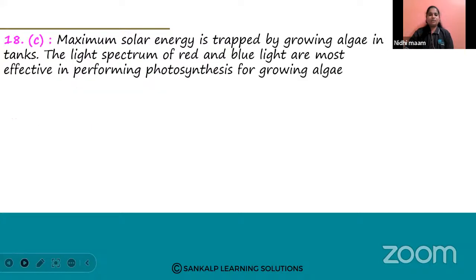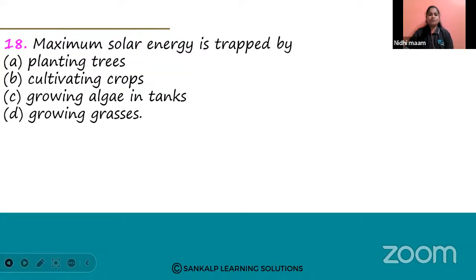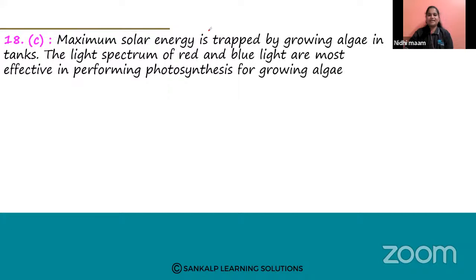So let us check the answer here. The right answer for this question is option C, growing algae in tanks. Because the light spectrum of red and blue light are most effective in performing photosynthesis for growing algae. So that is why algae is the right answer.